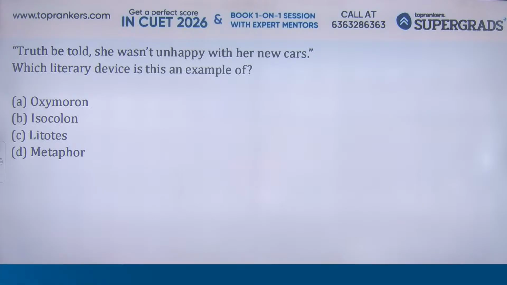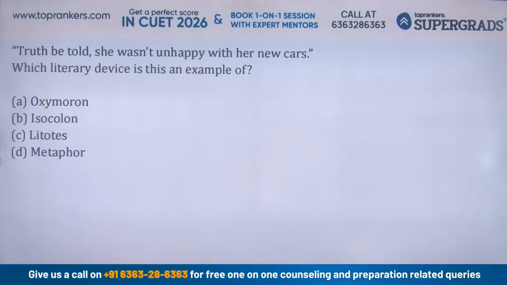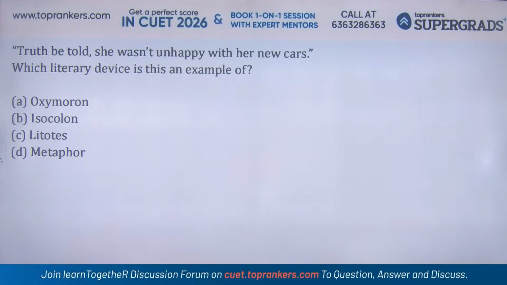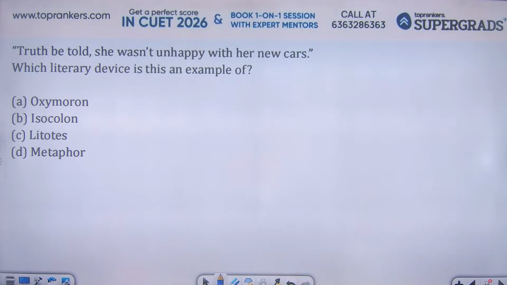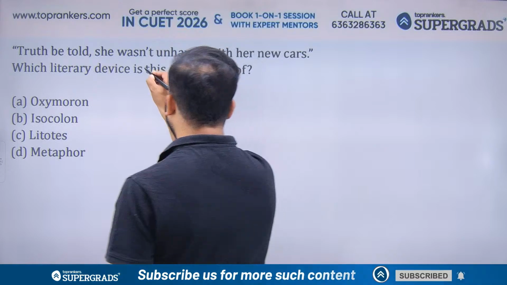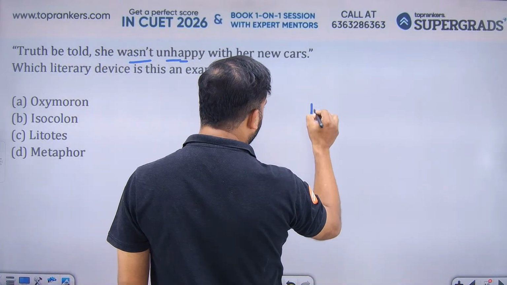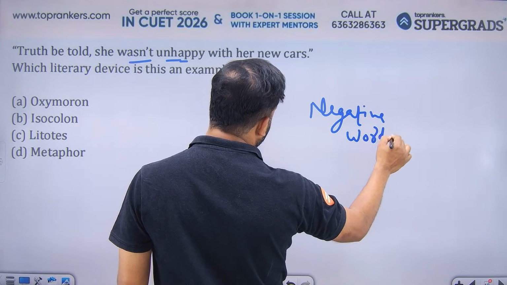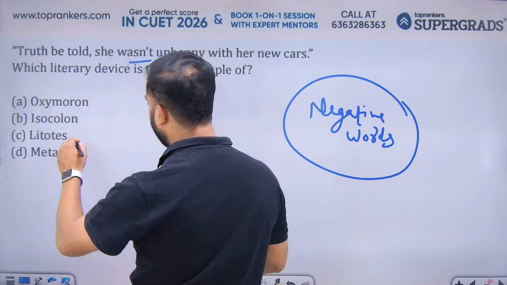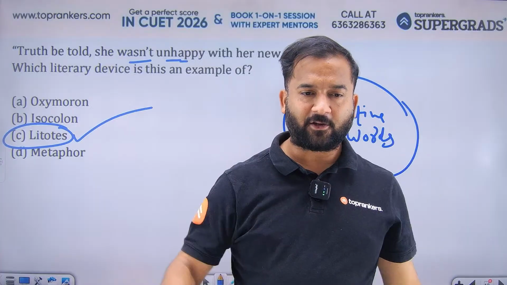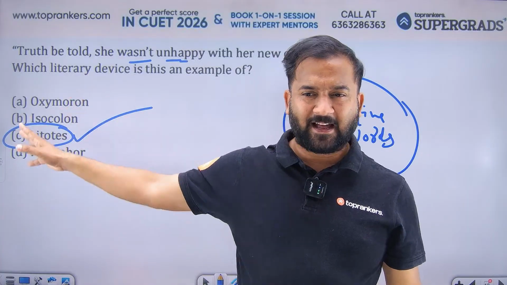Here is the next question. So wasn't unhappy. ठीक है. So when there are negative things, when there are negative words, ये कहां पर होता है? It happens in litotes. It happens in litotes, students. So litotes, given in option C, is the correct answer to this question.